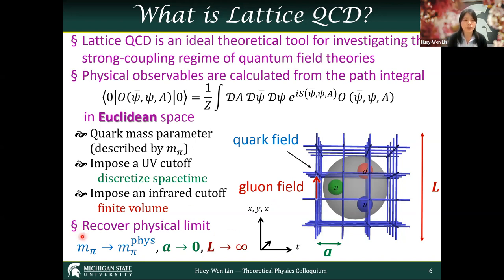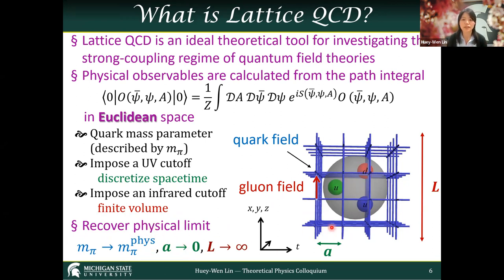And so at the end of the day, we need to recover the physical limits so we can compare with a lot of phenomenological determinations or experimental results, et cetera. If the pion mass is not directly simulated at the physical pion mass, we may sometimes study a couple of heavier ones, as close to the physical one as possible, and do an extrapolation. And sometimes multiple simulations of the heavier quark masses actually turn out to be cheaper than directly simulating physical quark masses. This might be quantity dependent as well.